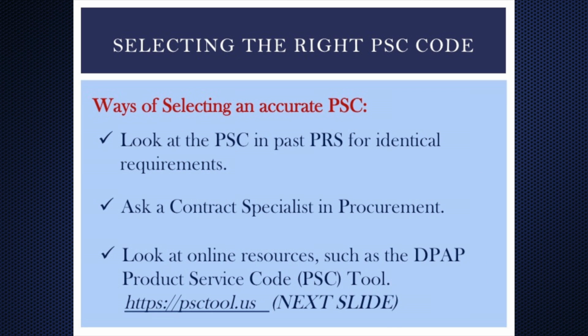So ways of finding out the right PSC code for that block in the requisition worksheet. You can look at PSCs for past PRs. If you've done this for a while now, you'll probably know the right PSC. You can ask a contract specialist. That's always a surefire way to probably get the most accurate information. Or you can look at the psctool.us, which we will talk about in the next couple slides.